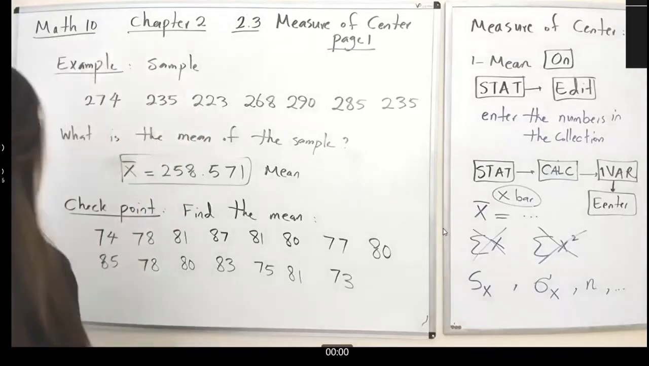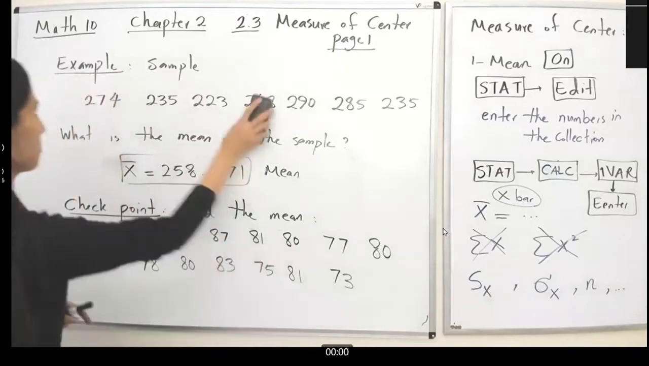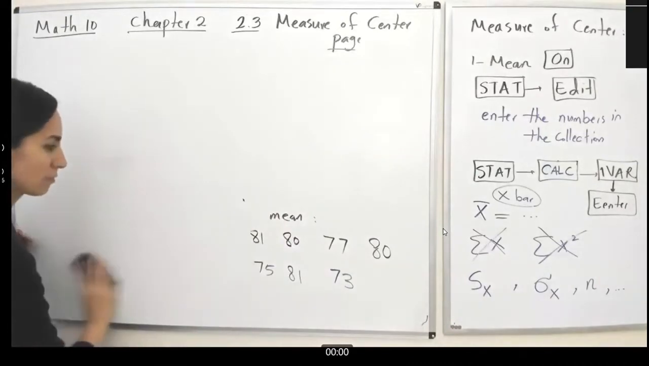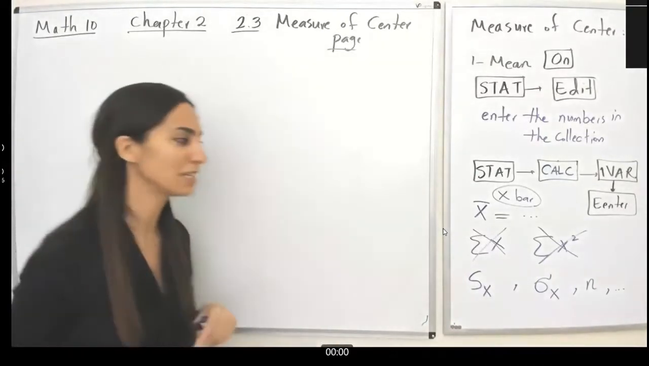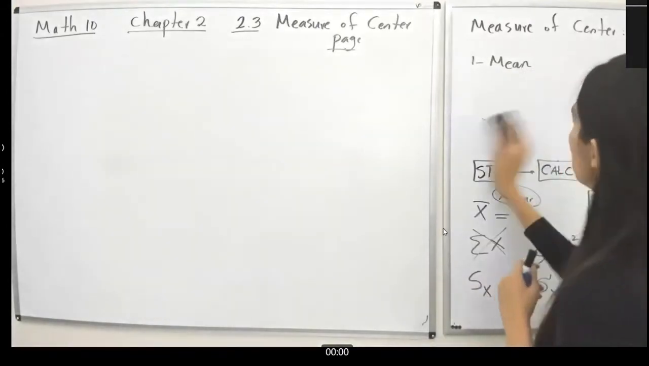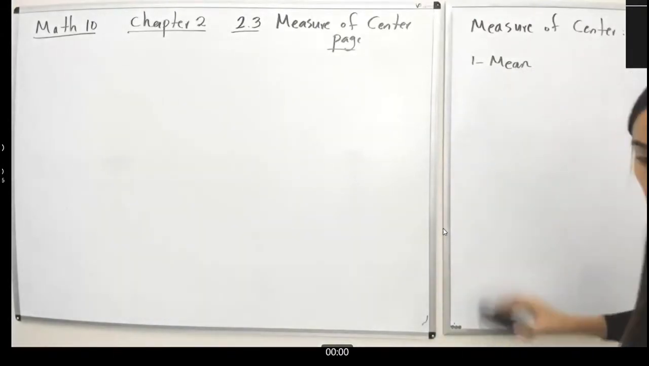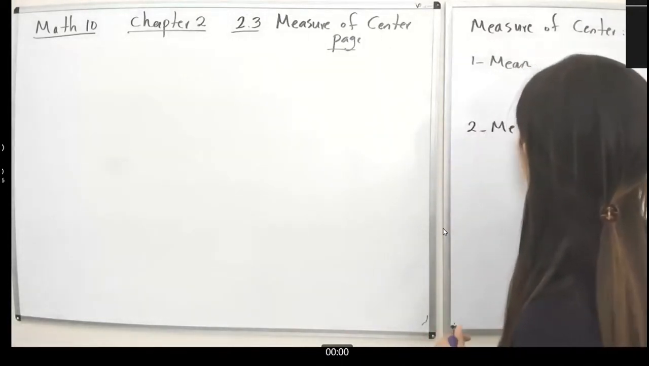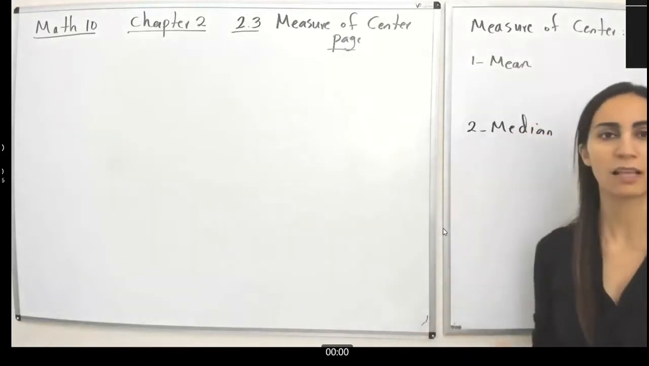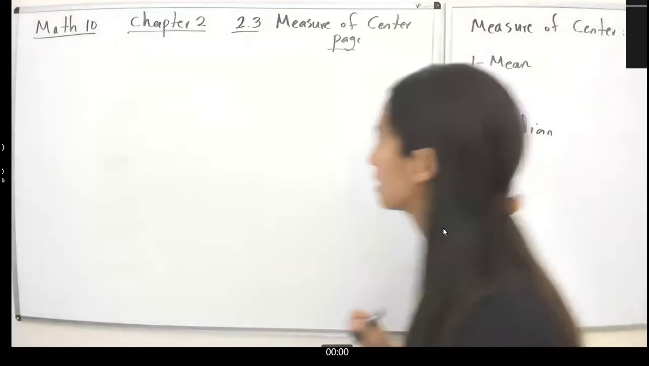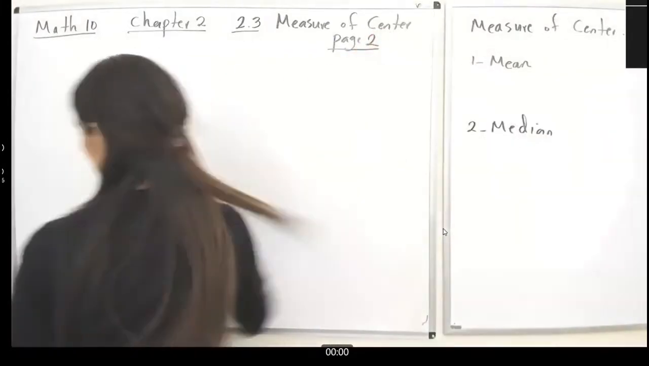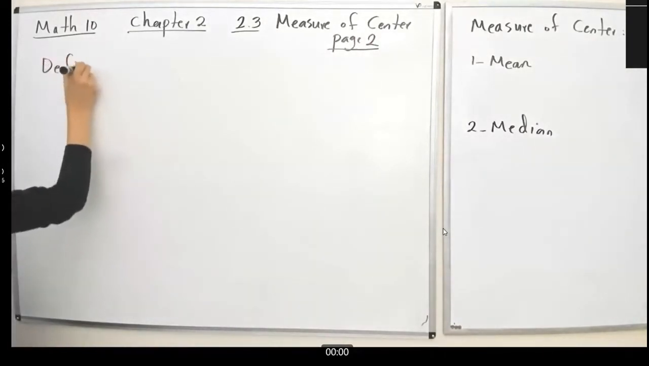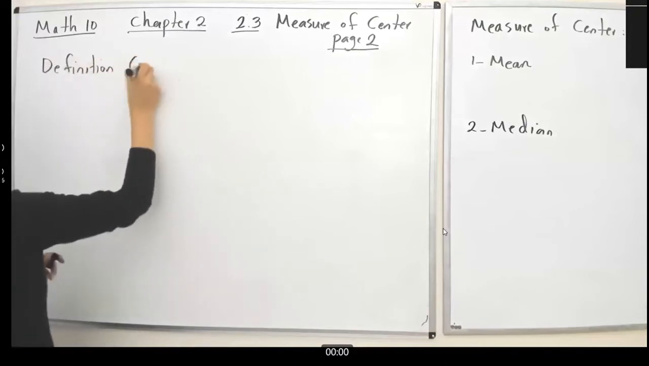So far, we talked about the mean or the average. We are moving on to page 2. Other than the mean, we have the median as a measure of center. So what is the median? The median is defined as the middle number. So page 2, definition of the median.